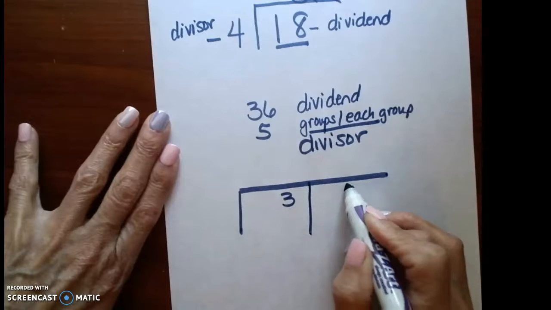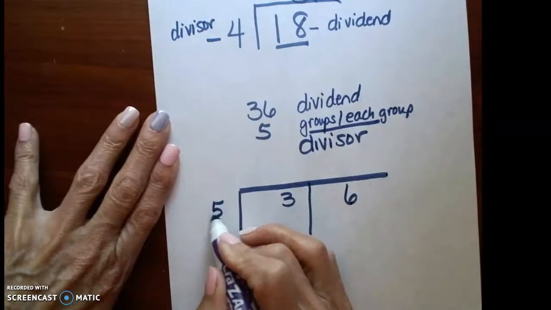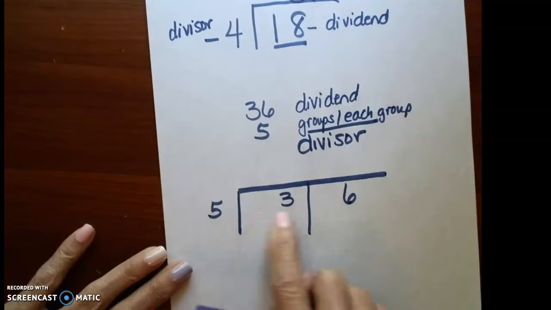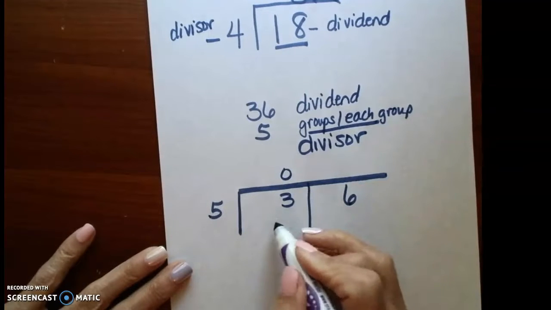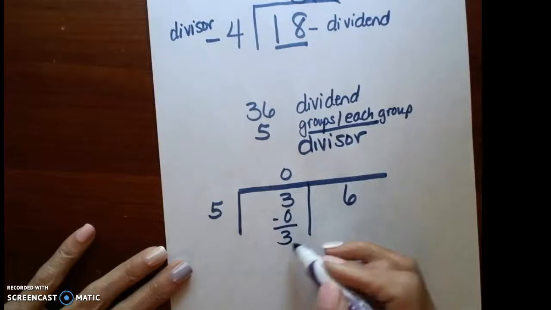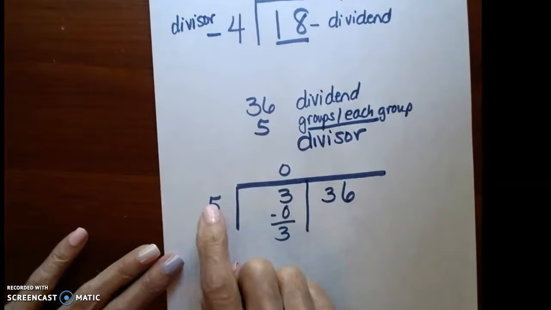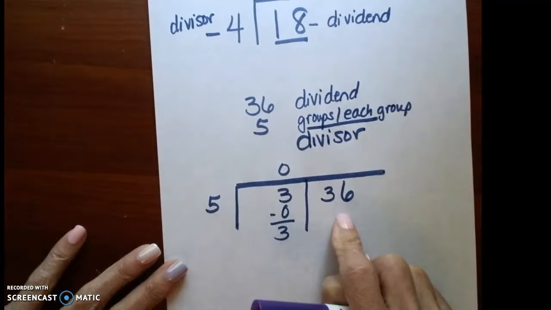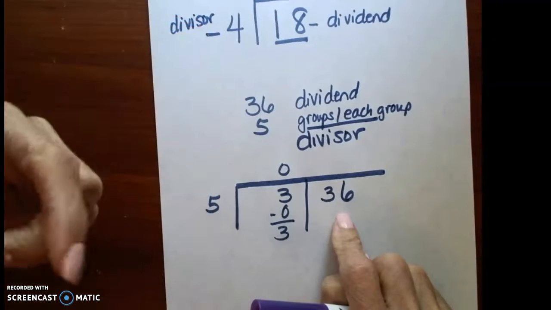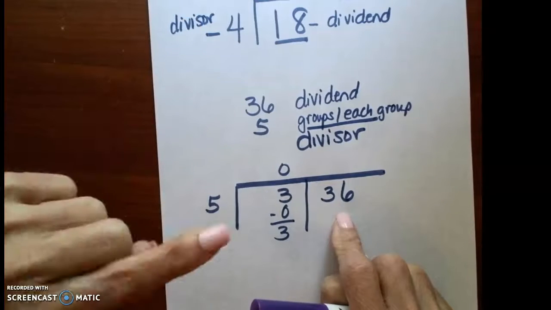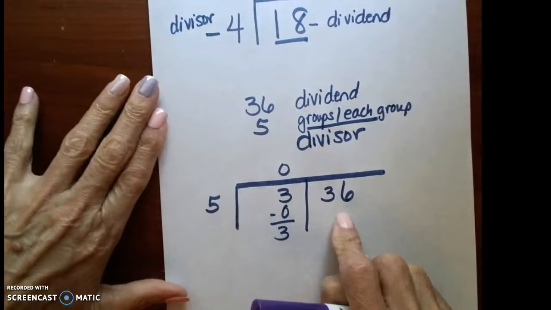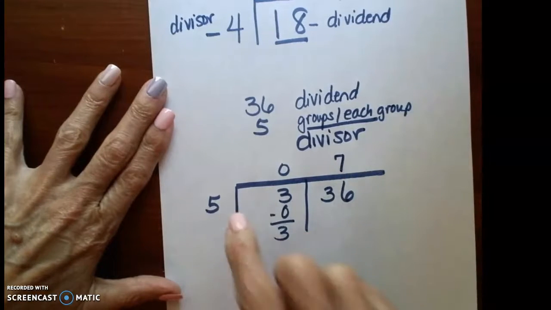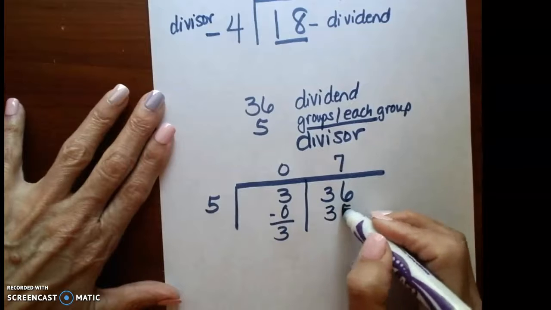We have 3 10s, 6 1s, and we are going to divide 5 into 36. We know that we cannot make a group of 5 out of 3. Now we're going to multiply, subtract, and bring up. So what can we multiply 5 times to get us closest to 36 without going over? 5, 10, 15, 20, 25, 30, 35, 40. 35 is too much. I'm sorry, 35 is just right. 40 is too much. So we can make 7 equal groups of 5, which is 35.